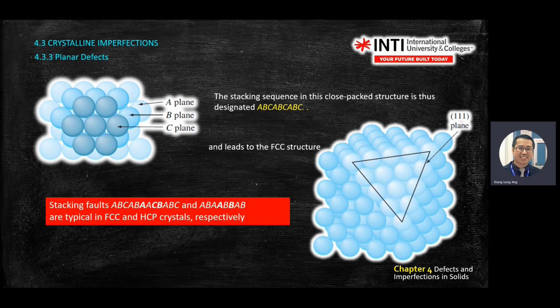Stacking fault means it does not follow the sequence. For example, ABC, then AB suddenly becomes A, then continues with A, then changes to C. So when there's no stacking fault, it follows the sequence ABC, ABC, ABC. But when there's a change of plane, then it becomes a stacking fault.